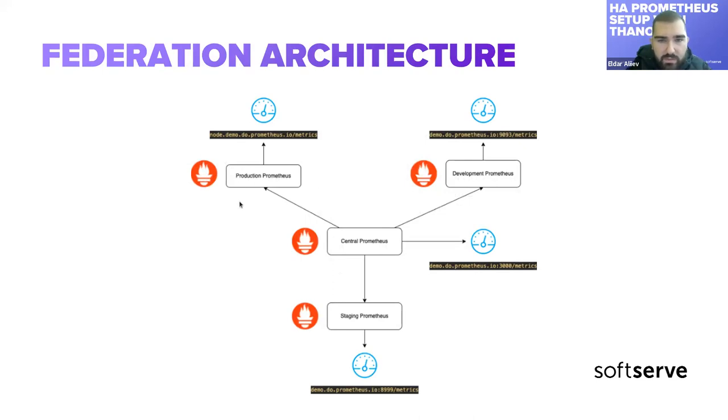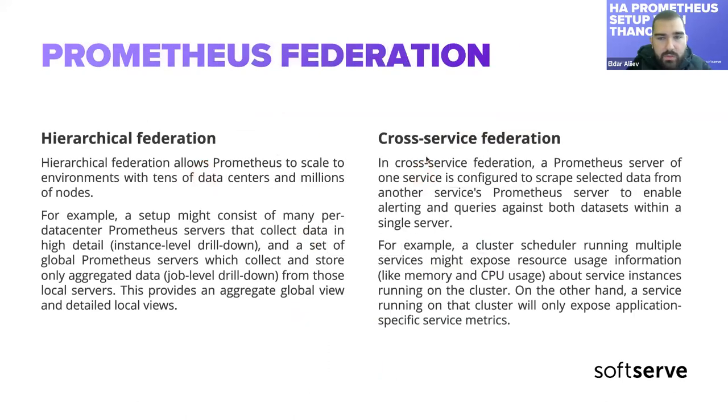Yeah, so for each environment you have a separate Prometheus server, and you have the central Prometheus that scrapes the metrics from those Prometheus servers. And after that, you could see all the metrics in a centralized way. But this is just one architecture of the federation. If you take a look at the previous slide, we have the hierarchical federation and the cross-service federation.